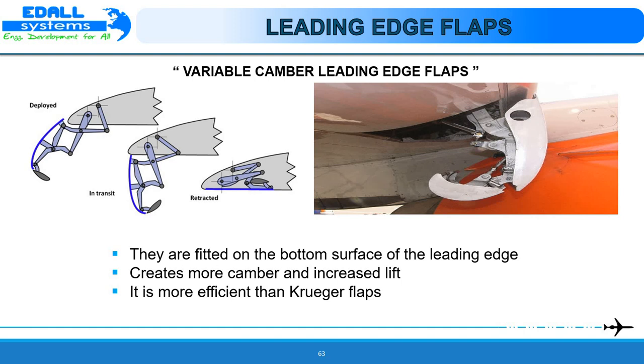The variable camber Kruger changes the main Kruger panel from a rigid to a flexible panel, which improves the airfoil shape of the Kruger dramatically and also improves the aerodynamic performance of the Kruger. It creates more camber and increases lift. It is more efficient than the normal Kruger flaps.